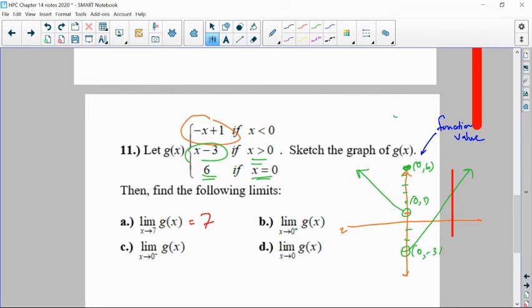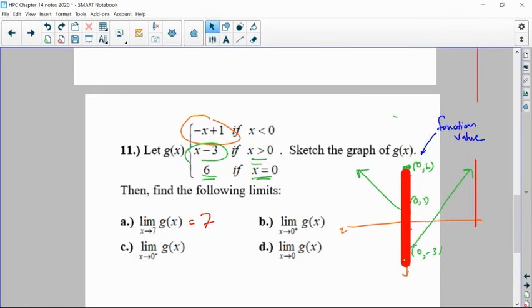Okay, now it gets a little more interesting. 0 from the right. So now when I approach 0, maybe I do need this one, right? Hey, what's happening? Blackout. Okay, 0 from the right.